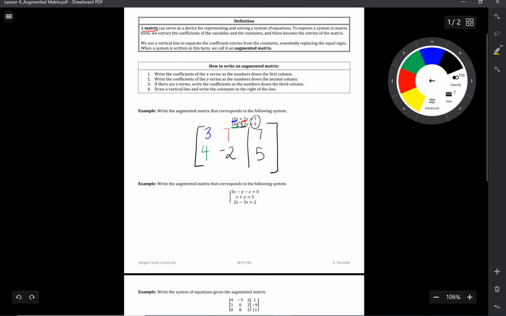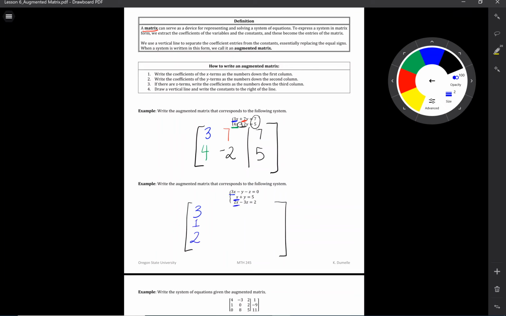Next, we want to write an augmented matrix that corresponds to this system. Here, I see that I have a couple of z's, so I'm going to have 3 columns before my vertical line. So that's important to note. So we draw these little square brackets. And first I look at my x's. So here I have a 3 in front of my first x. Here I have an invisible 1 in front of my x. And here I have a 2. Those are my x's.